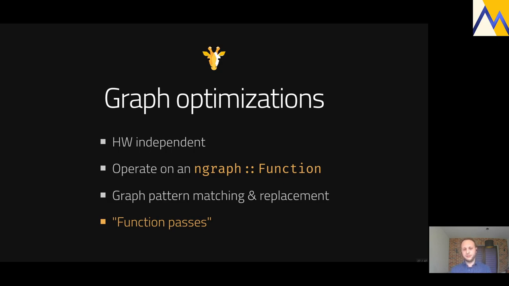In this particular case, they're function passes because they operate on a function. And those things are repeatable. One single type of optimization might be executed over the same graph many times, because some parts of the graph during the first pass might get optimized, and that could affect the parts of the graph that are below. That's why you want to execute them many times, even the same optimization a couple of times, one after another.